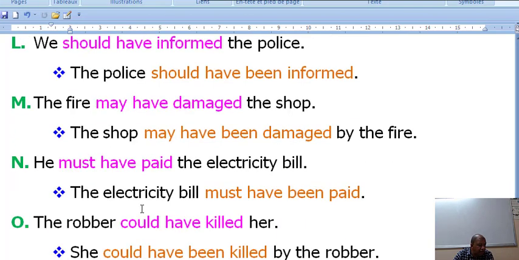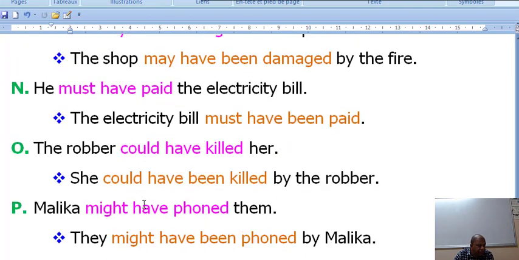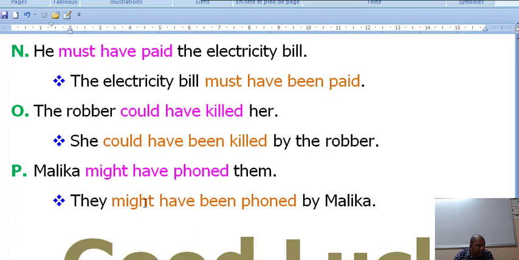He must have paid the electricity bill. The electricity bill must have been paid. Always the same. That's why I have organized this lesson for you in order to be understood easily and without problems. So when you have a modal, either you classify it as the first rule or as the second rule. The robber could have killed her. She could have been killed by the robber. Malika might have found them. They might have been found by Malika.